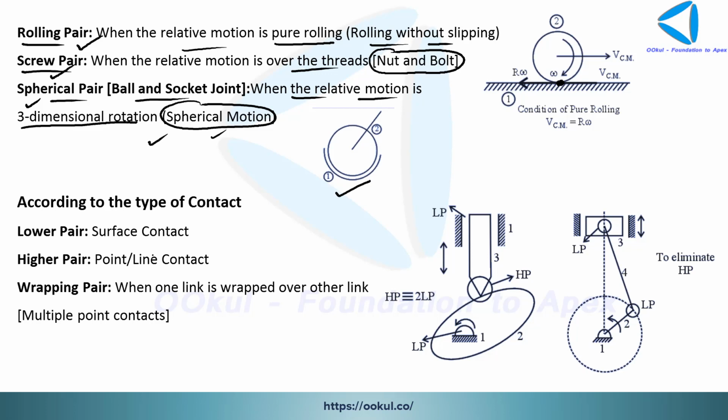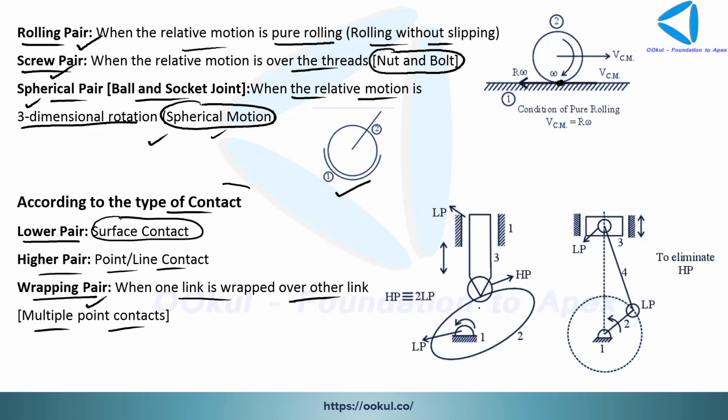Now another way of classifying the pairs is according to the type of contact. A lower pair is when we have surface contact between the two links. A higher pair is when we have point or line contact. Then another in this category is your wrapping pair, when one link is wrapped over another link, with multiple contact points.